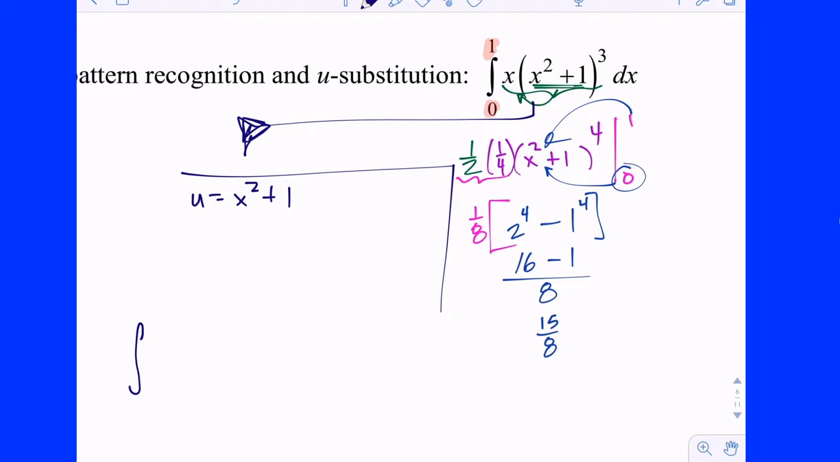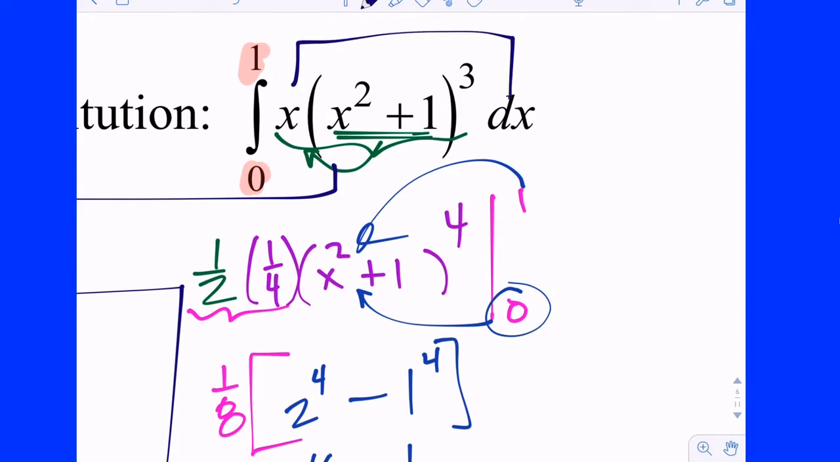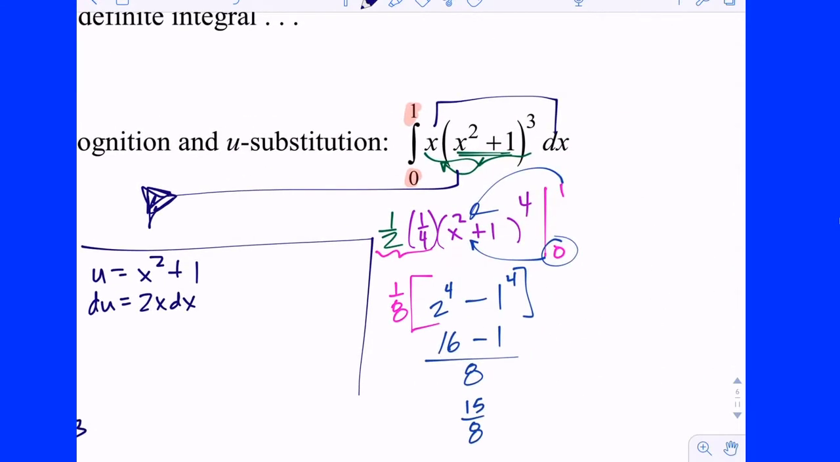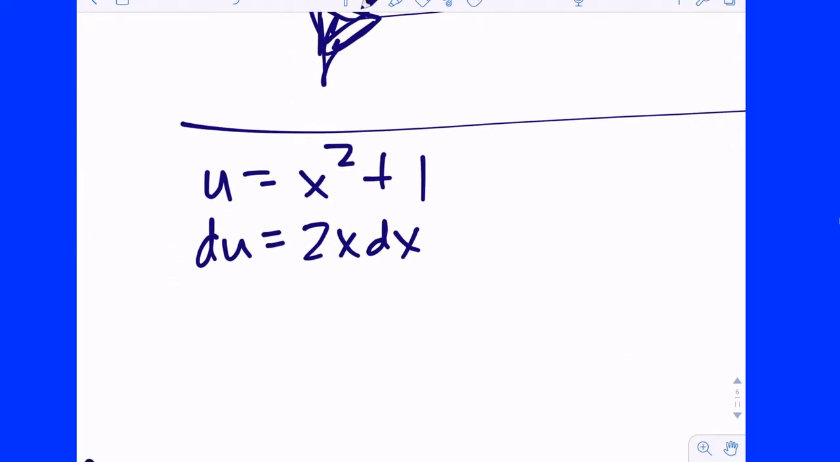Instead of x squared plus 1 cubed, we've changed it now to u cubed. And we still have a few things to replace. Of course, we have the x dx to replace still. So if I take the derivative of both sides in differential form, du would equal 2x dx. Now notice that I don't have the 2 in my integral, so I need to solve that for x dx. To do that, I'll multiply both sides by a half. So I have a half du equals x dx. So that 1/2 ended up being what we had as our correction.